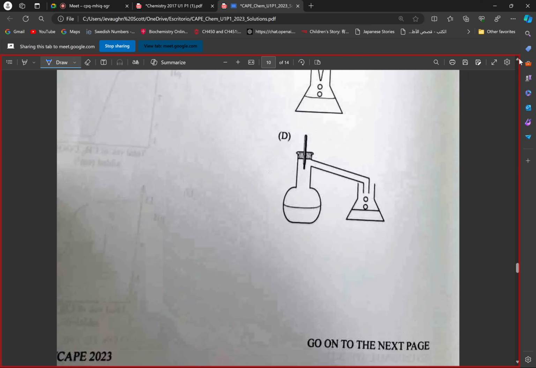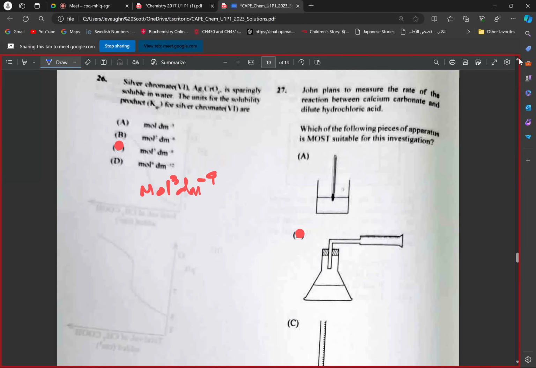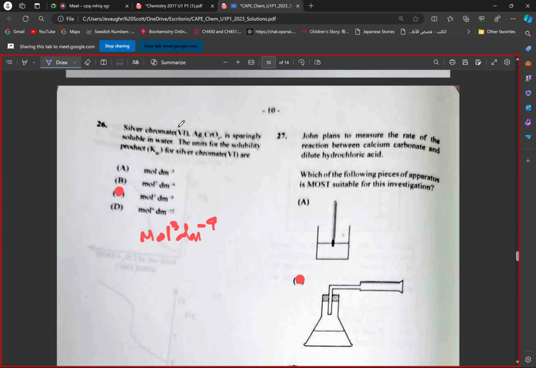Alright, let's look at this. So the silver chromate, Ag2CrO4, right? So we have that there. Ag2CrO4 is sparingly soluble in water. The unit of solubility product Ksp is going to be what? So we're just going to look for the units there.